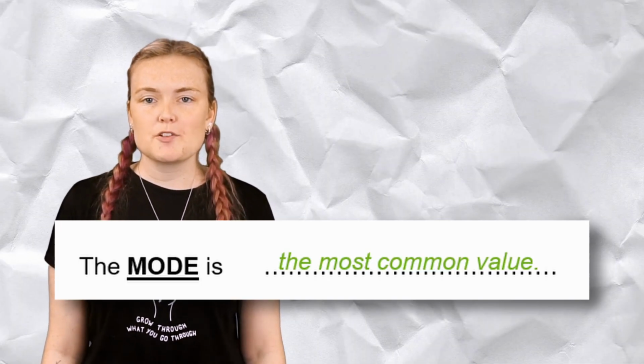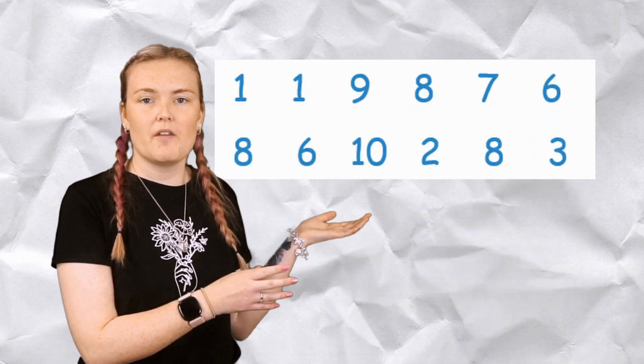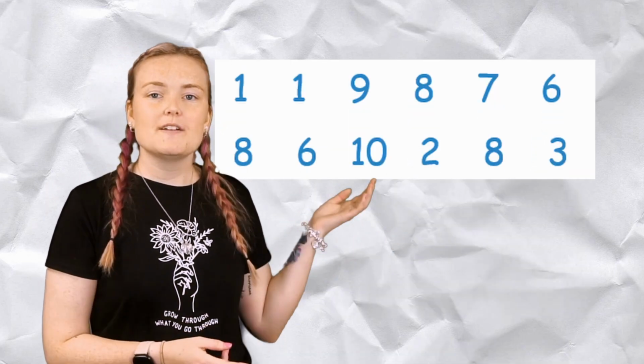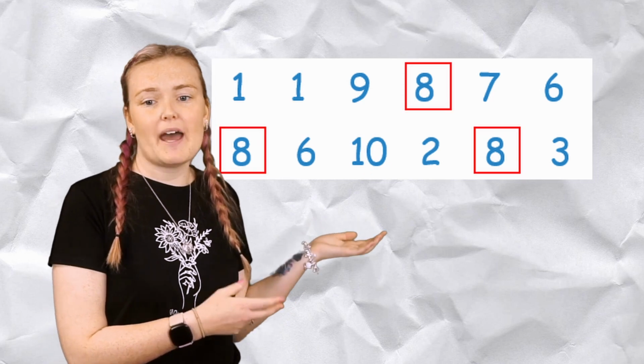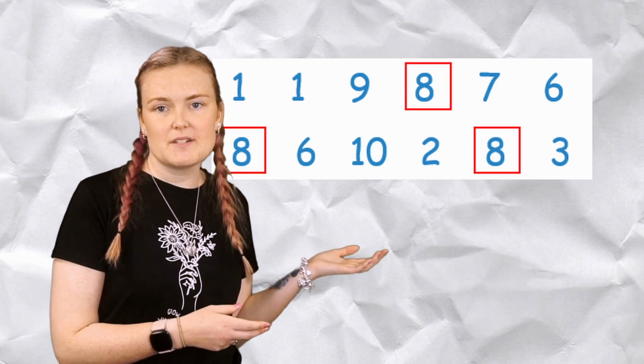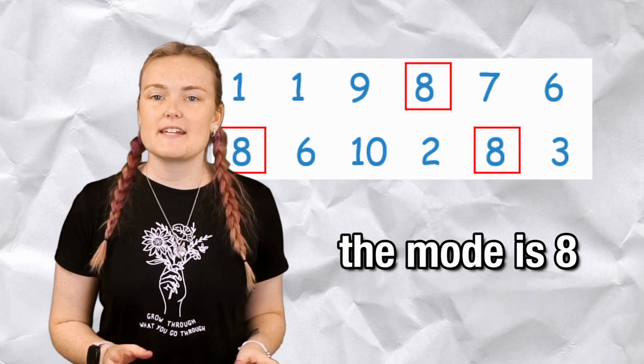Mode means the most common value. So if I've got a list of numbers, I'm going to look for the one that appears the most. So as you can see in this list, it's the number 8 because it appears 3 times. So for this set of data, we can say that the mode is 8. So a set of data can have 2 modes. However, any more than that, we just say there's no mode, so we can't have 3 or more.